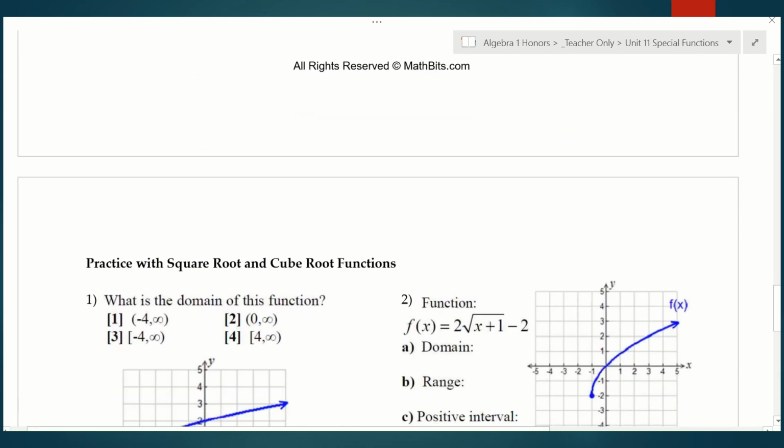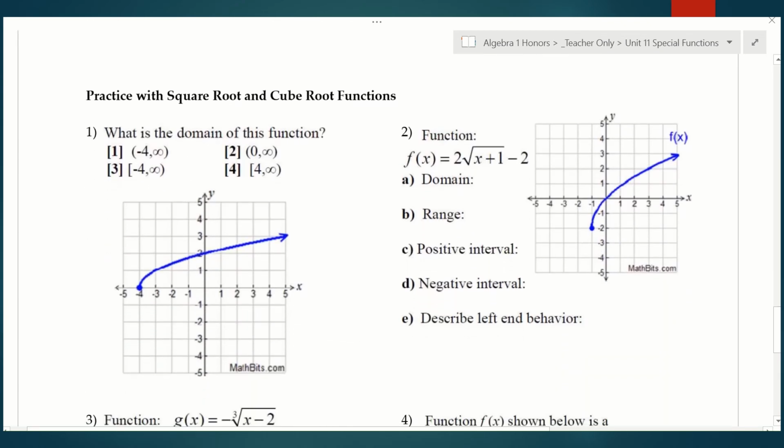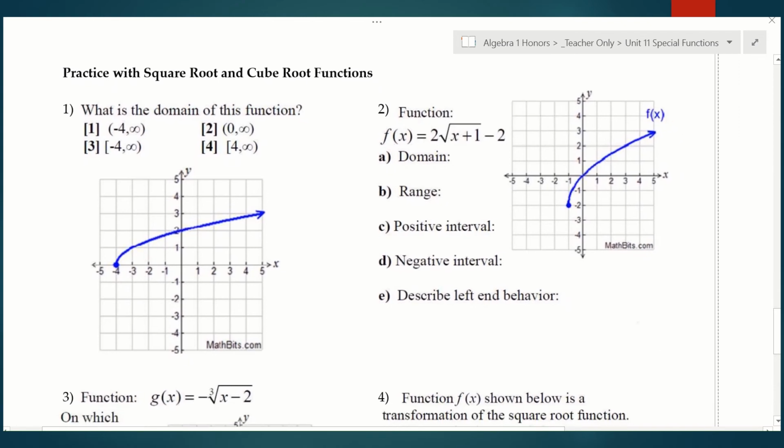So let's look at some questions that you might see based on those two types of functions. So number 1 says, what is the domain of this function? Now, one thing you're going to look at is you're going to say, okay, this is a square root function, right? Just based on the shape of it, it's a square root function. And the other thing I want you to realize is it's not the parent function. It was shifted in some way. So it looks a little different than how we originally graphed the square root function. Okay, so that'll come into play later in the unit.